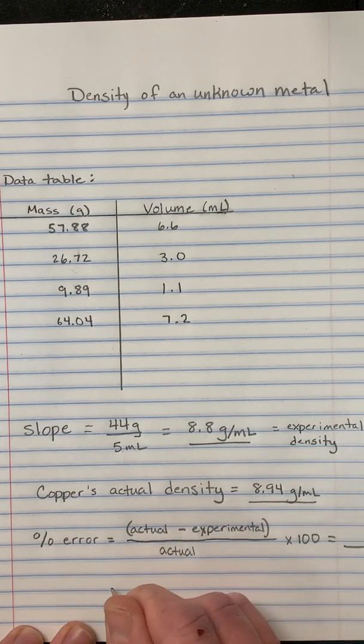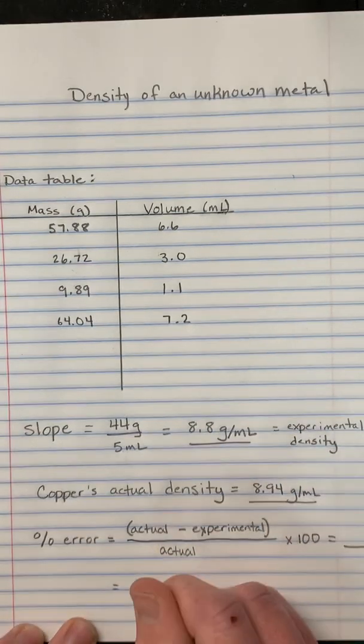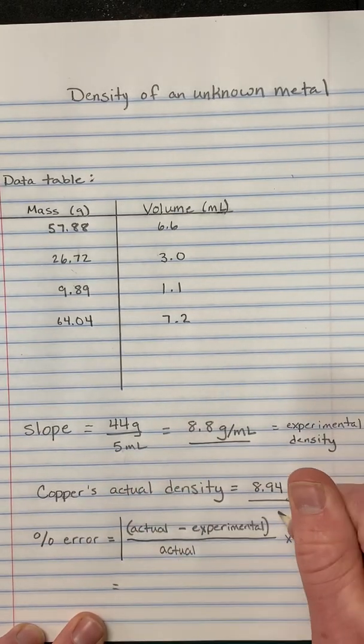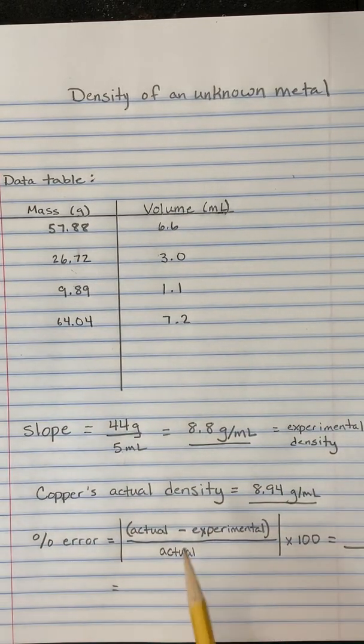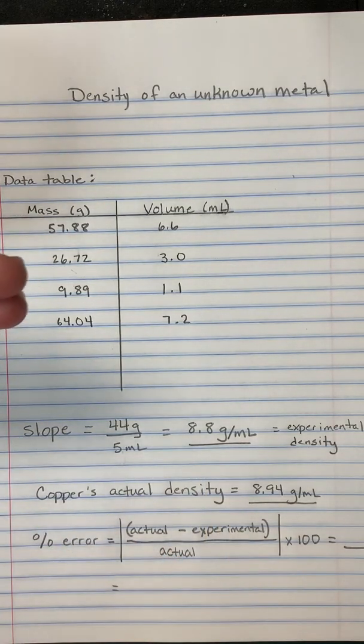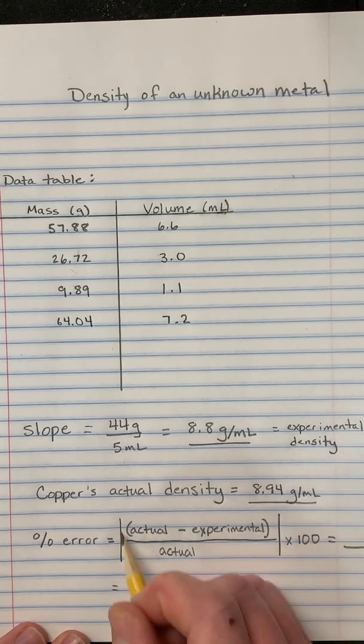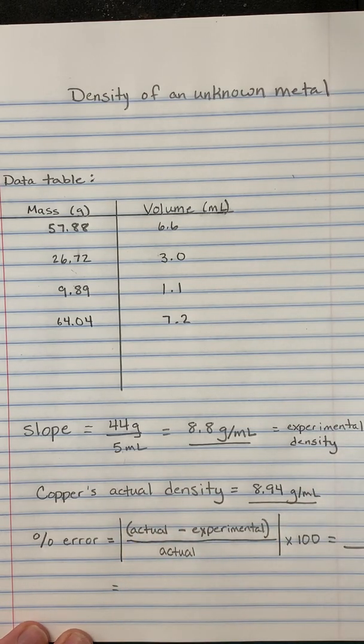But you take the actual density of 8.94. Oh, excuse me, this should be in absolute values, because if you're a little low, it's a negative, well, that's still considered a positive percent. You're just that many percent below. If it's a bigger number for the actual, then it's going to be a positive number because they're that many percent above. So make sure the absolute value just means make the final answer a positive.